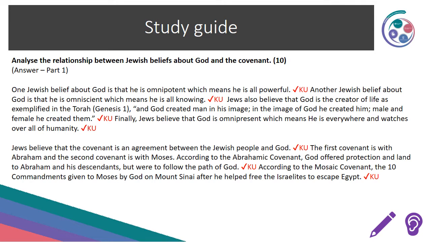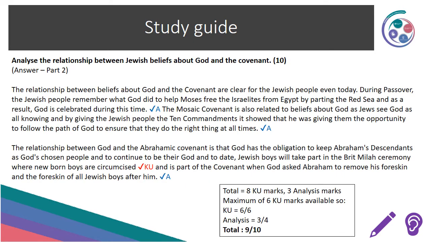So the first paragraph, the candidate's given KU marks about beliefs about God. In the second section, they've got KU marks to talk about the covenants. So they haven't done any analysis yet. That is just all KU. As you can see here, there are a couple of analysis marks as well.